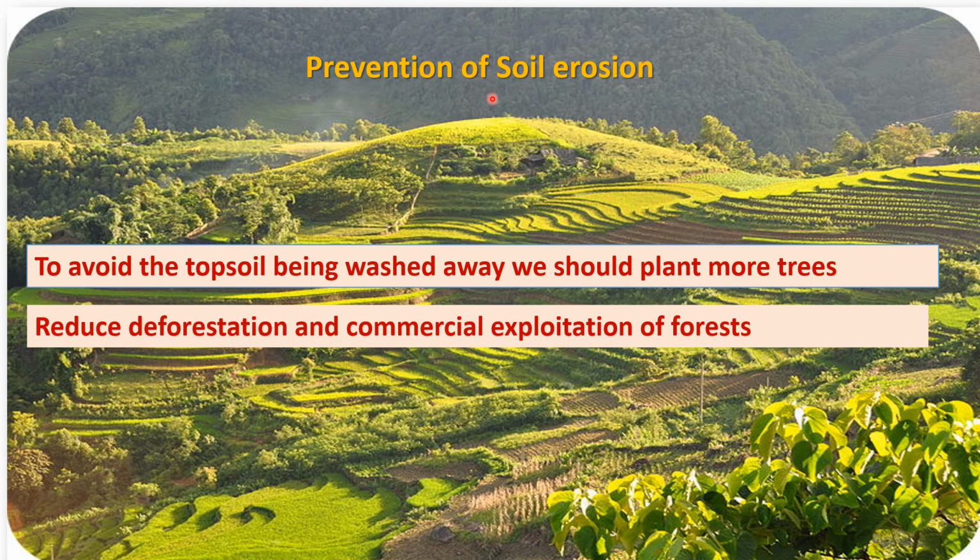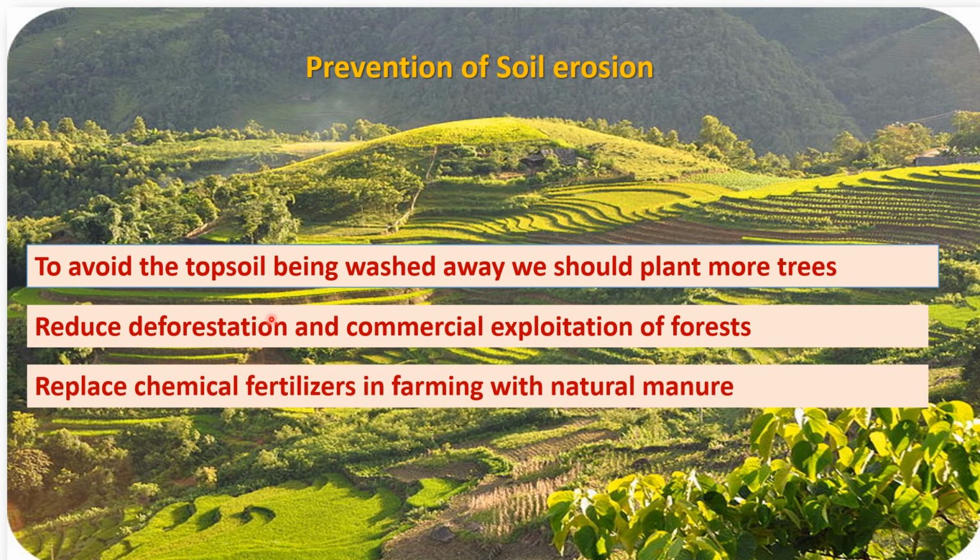The next is to reduce deforestation and commercial exploitation of forests. Deforestation is cutting down a large number of trees from the forest, and through commercial use we also cut down the trees of the forest. So this process should be reduced. And replace chemical fertilizers in farming with natural manure. If we use natural manure instead of chemical fertilizers, it helps to maintain the minerals in our soil. Also, it helps to maintain the living organisms in our soil.